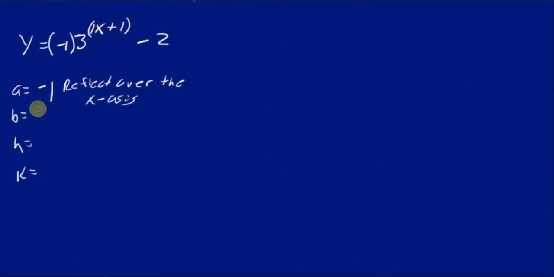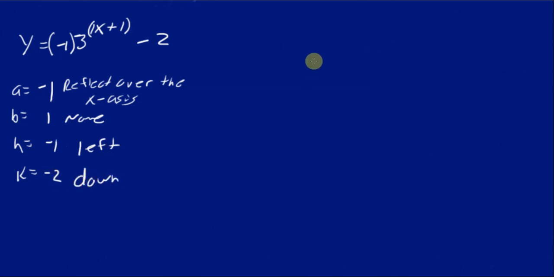B is right in front of the x here, 1. So that does nothing. H is the opposite up here, so it's -1, and that's my horizontal translation. So I'm going to be going left 1 unit. K is a -2. We keep that the same, so it's a -2, and that's going to go down.